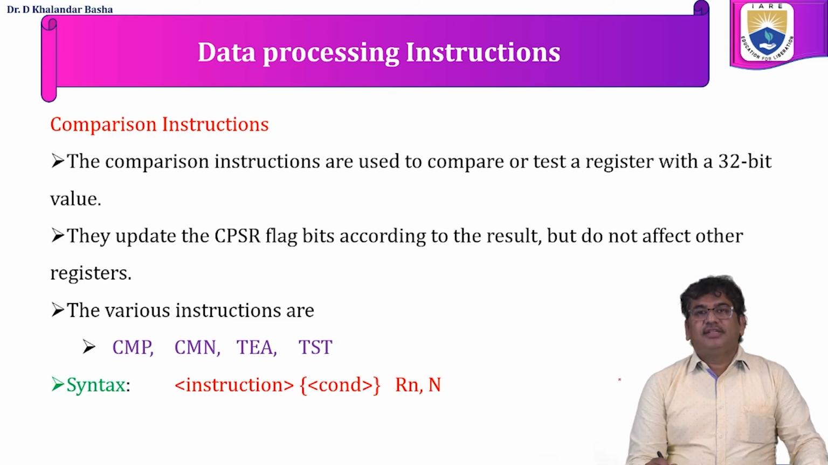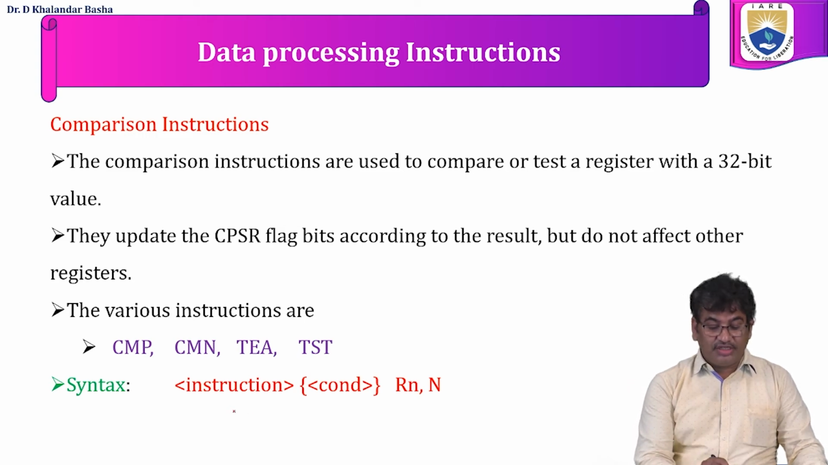The next category is comparison instructions. The comparison instructions are used to compare or test a register with a 32-bit value. They update the CPSR flags according to the result but do not affect the contents of the register. The various instructions under comparison are CMP, CMN, TEQ, TST.